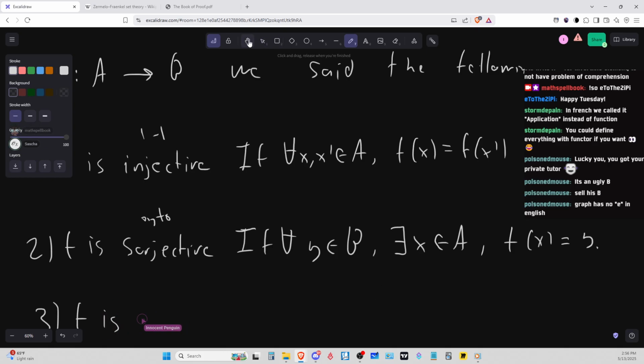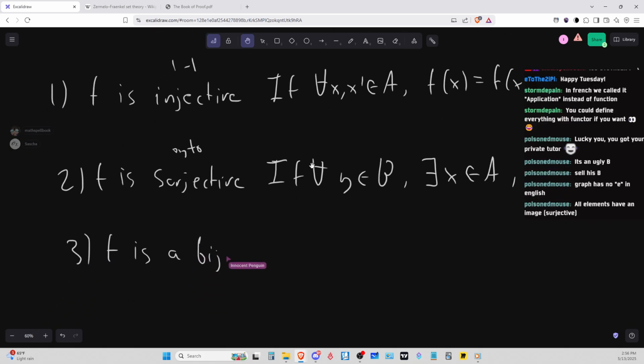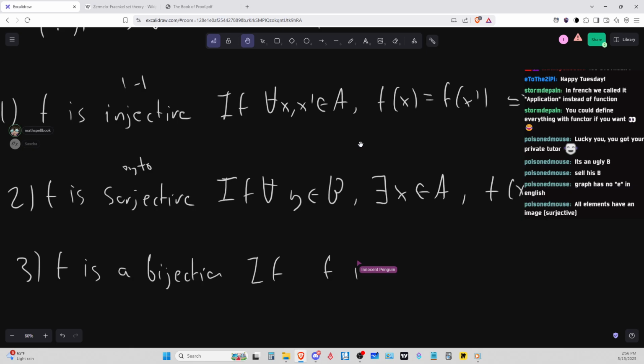And F is a bijection if F is both injective and surjective, right? Yeah.